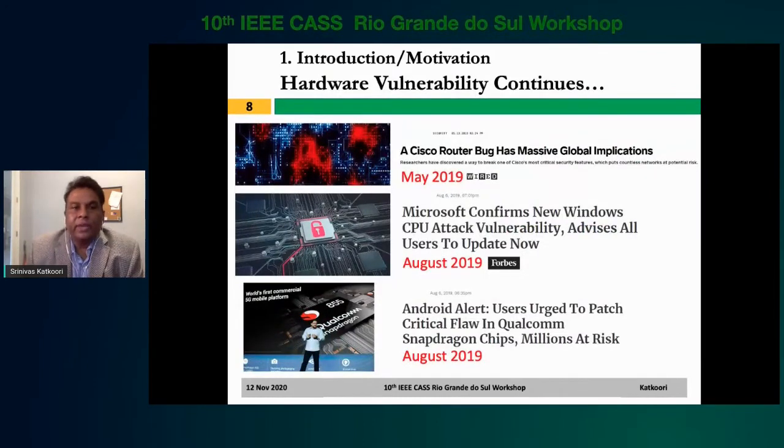As for hardware-based vulnerabilities, there are several reported just in the last year. A Cisco router bug had massive global implications. Microsoft confirmed there is a Windows CPU-based attack vulnerability, and Android alerted to a critical flaw in Qualcomm Snapdragon chips, and so on. So many of these problems are related to hardware, right?